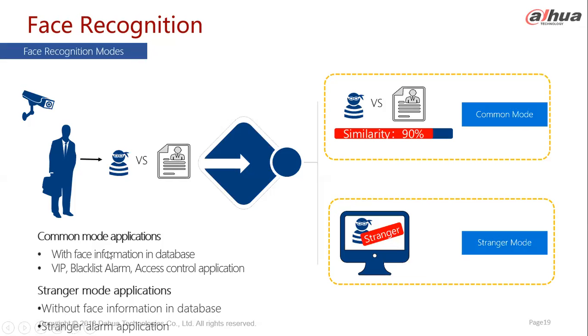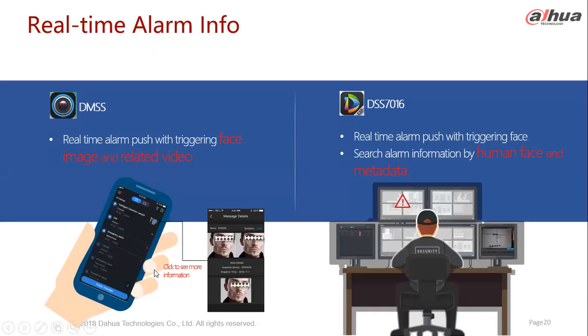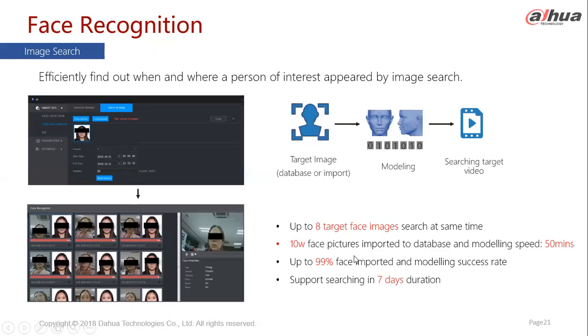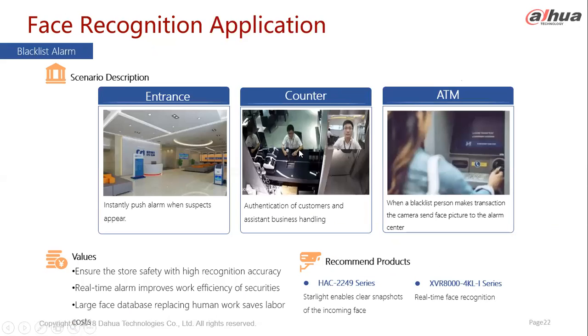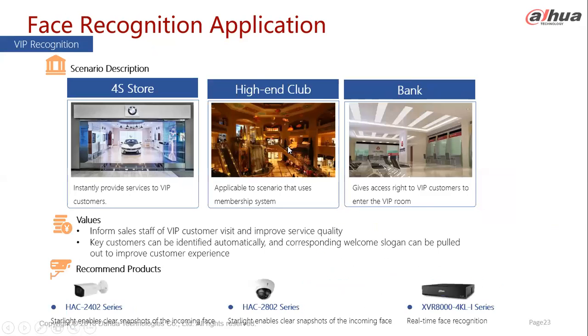And some of the common modes include VIP, blacklist, and access control application. So you can have access control with the XVR side. In terms of monitoring, you have the DMSS from the phone and the DSS server. Typical applications include counters, ATMs, and interest cases.